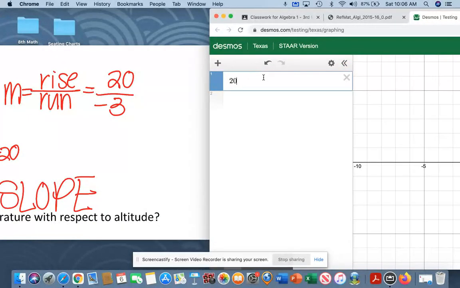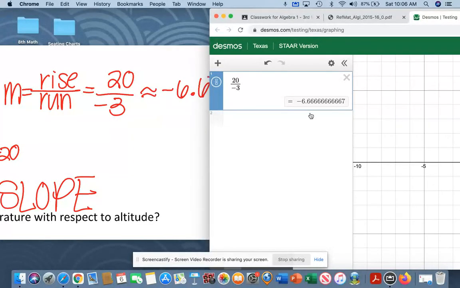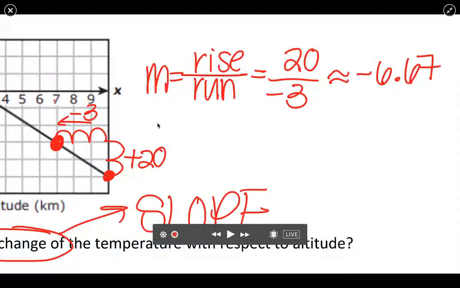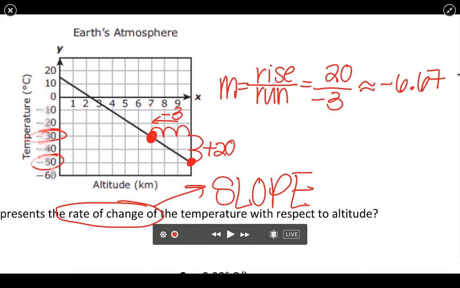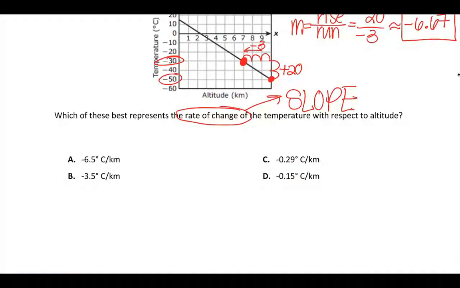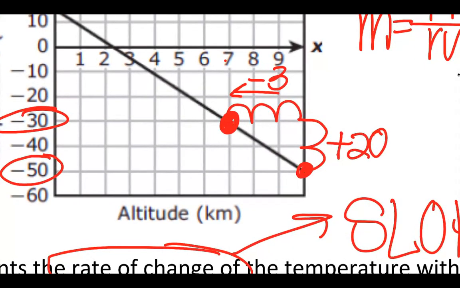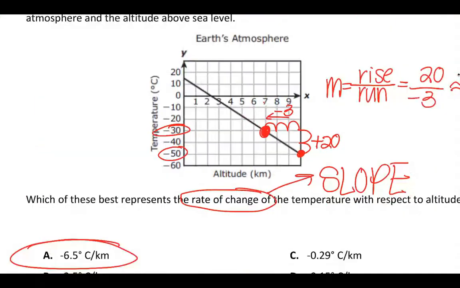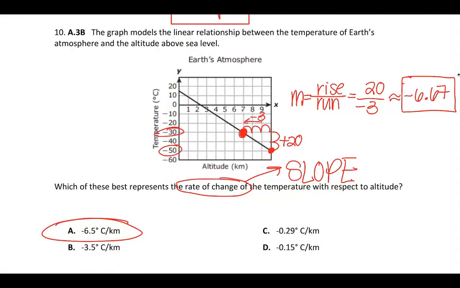I've got 20 divided by -3, which gives me -6, and then 6 repeating. So approximately -6.67-ish. And let's look at our answer choices and see if anything looks like that, which -6.5 is pretty close. And again, I told you we were a little off on our pretty point right here, so it makes sense that it was just a tad bit off.